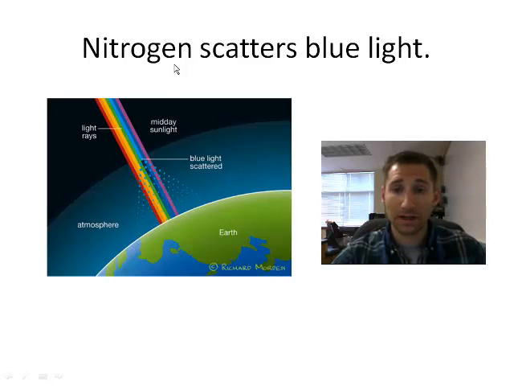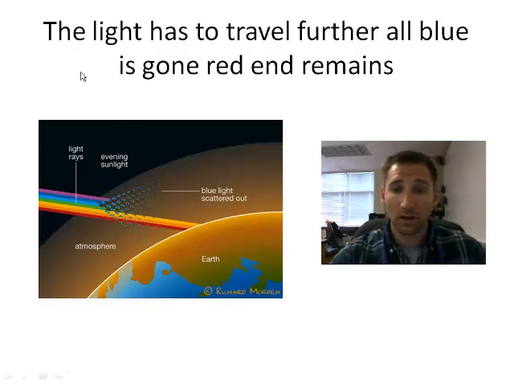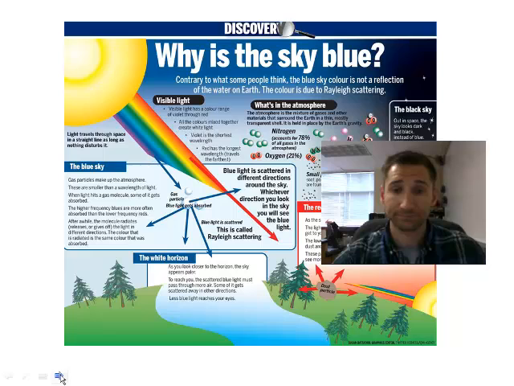Why is the sky blue? Nitrogen is the leading gas in our atmosphere. It scatters blue light, so the blue light is scattered throughout our atmosphere and it appears blue. Why are sunsets red? Well, the light has to travel much further than the blue light, so by the time the white light that's coming from the sun gets to your eyes, the blue, the green, the indigo, the violet has all been scattered out, and most of what's left is in the yellow, orange, and red wavelengths.